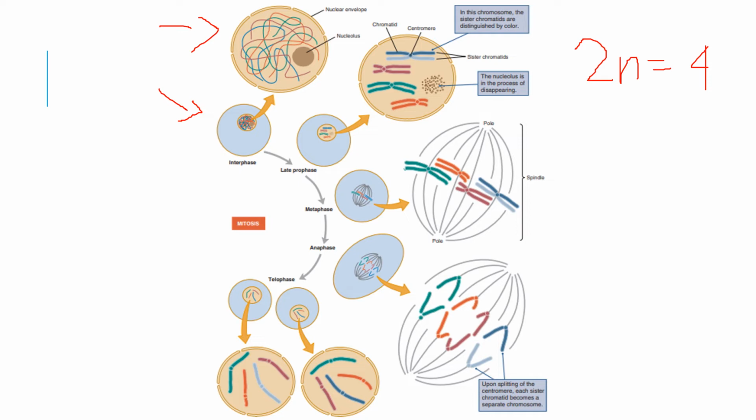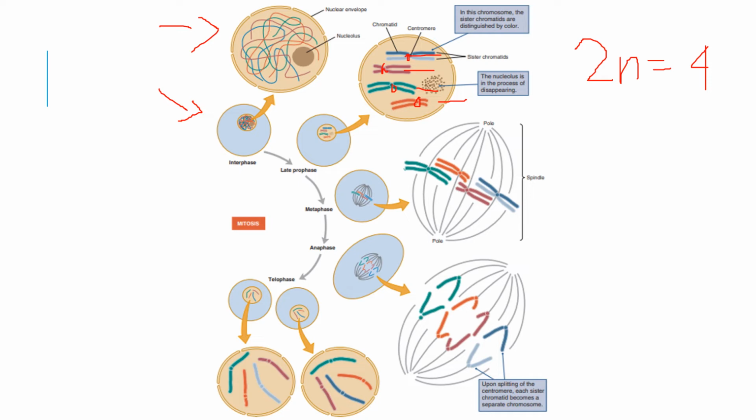The answer is 4. How many sister chromatids are there in prophase if 2n is equals to 4? It would be 8. How many centromeres would there be in prophase? It would be 4.